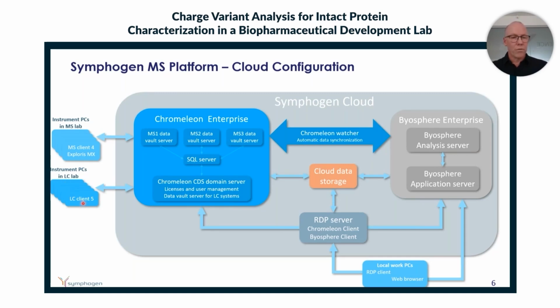So each PC controls two LC instruments. Basically, all the data here is being fed into the Chromeleon. That's being synchronized to Biosphere. So there's absolutely no manual data transfer or renaming or exporting, and that's really important.